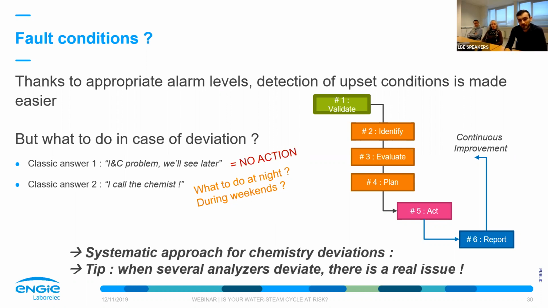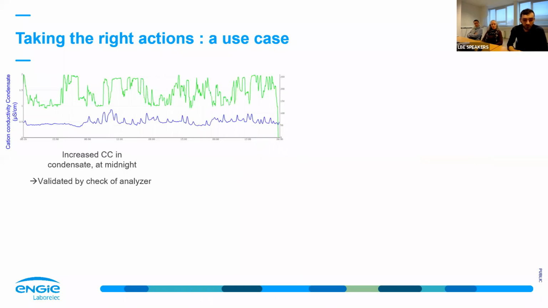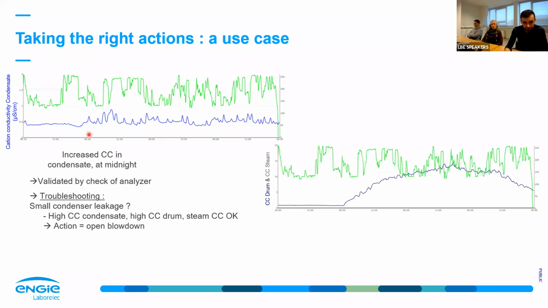To illustrate this point, I'll show you a use case. This is some trending from a power plant. You can see here a rise of cation conductivity in the process at midnight. Not a very good time frame, but okay. This is validated by a check of the analyzer, so there is really an alarm. So what has been done in the plant? Some basic troubleshooting. You look at the cation conductivity also in the drum.